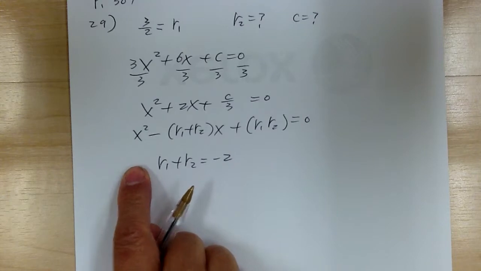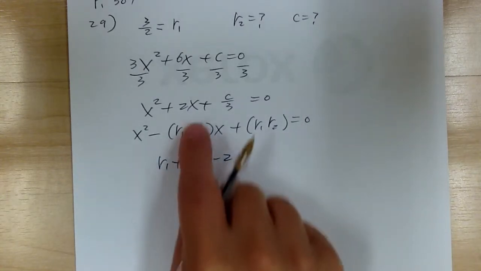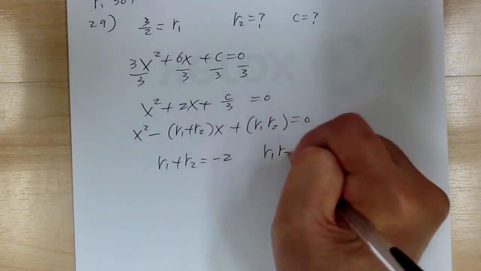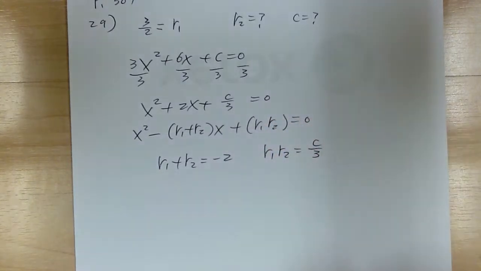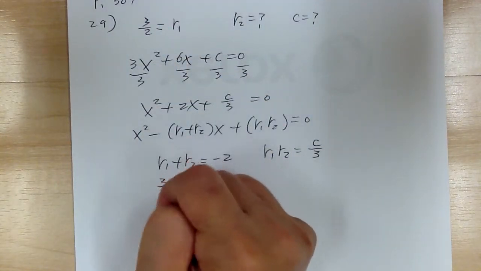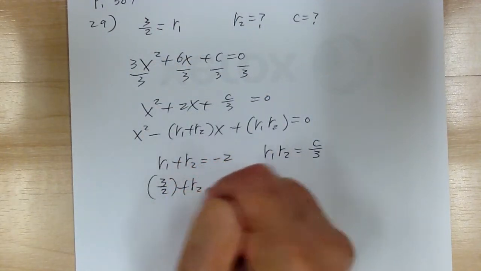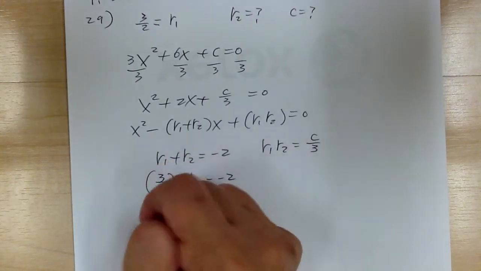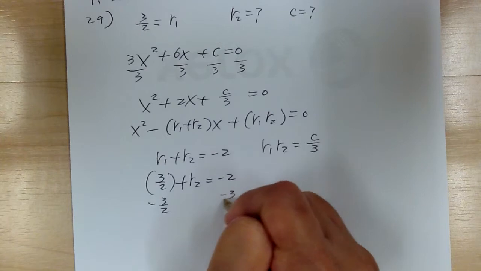So if you put negative over here, positive here, that's fine. But from here, you're going to get R1 times R2 equal to c over 3. Then after that, you just have to substitute to solve. So you got 3 over 2 plus R2 equal to negative 2. Then after that, you minus 3 over 2 on both sides.